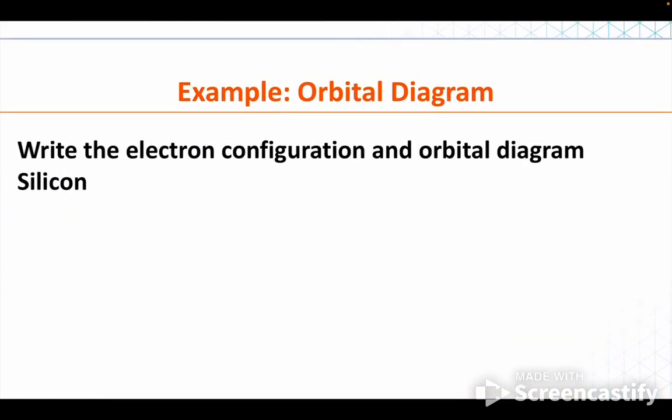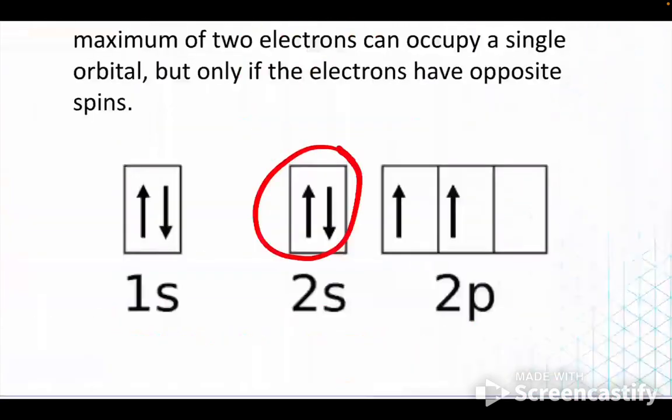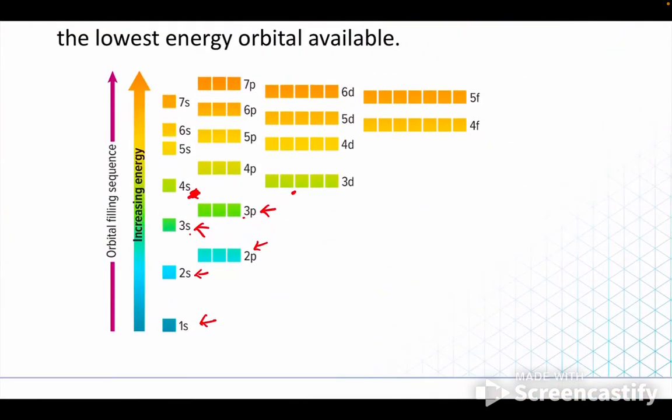So an example, and I'm going to go back, we're going to do silicon. If we were to figure out silicon's electron configuration, and then we'll also do the orbital diagram, the first thing I'm going to do is look up silicon on my periodic table, and silicon has 14 as its atomic number. So we're going to assume it has 14 electrons.